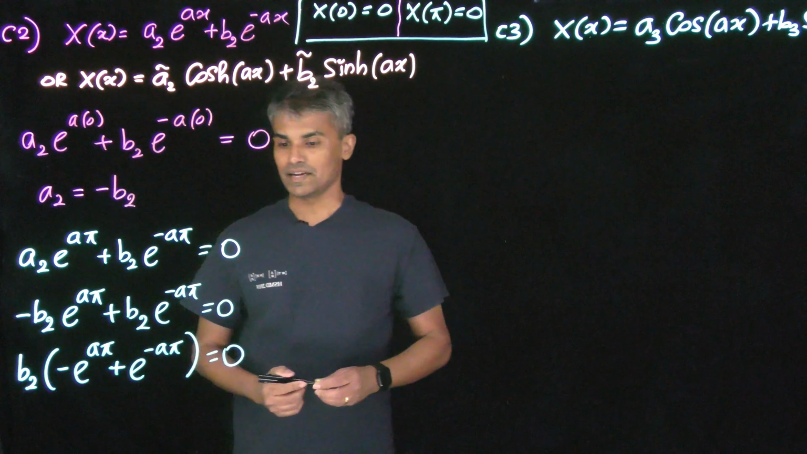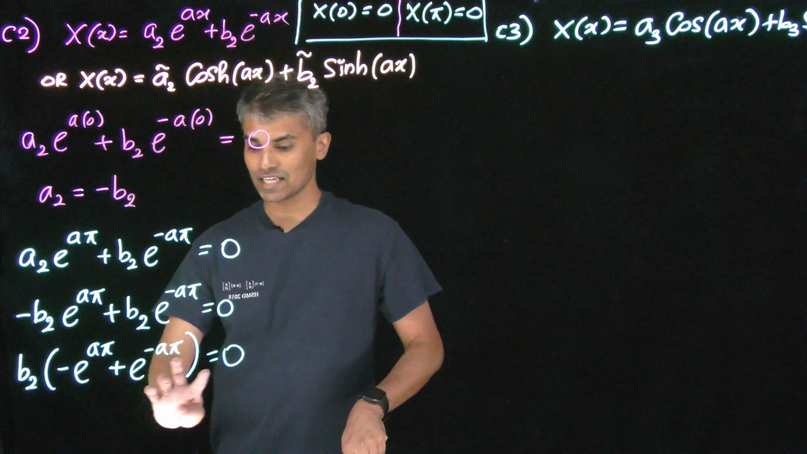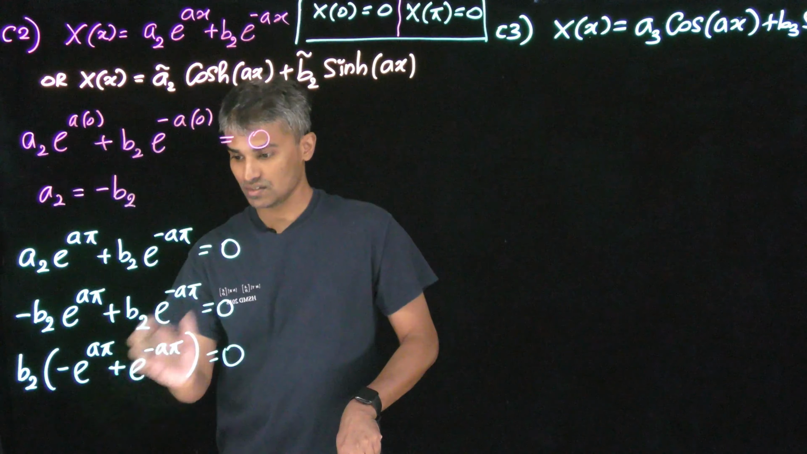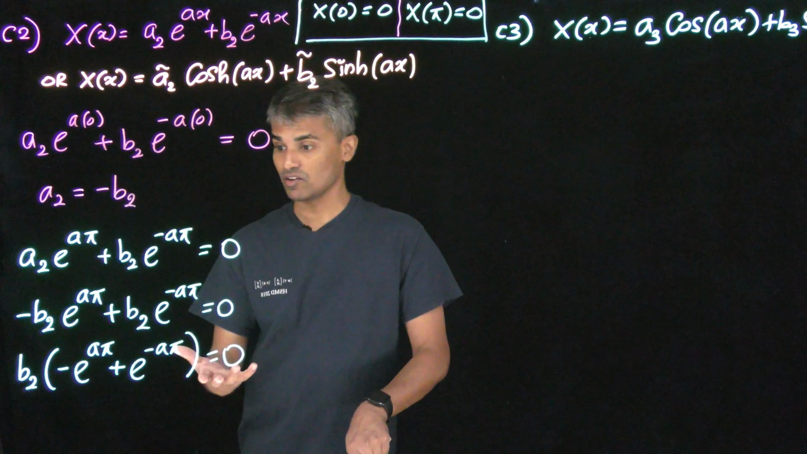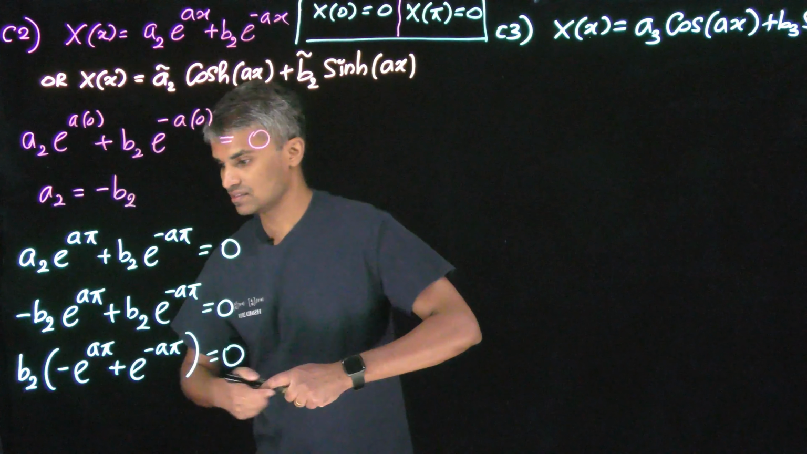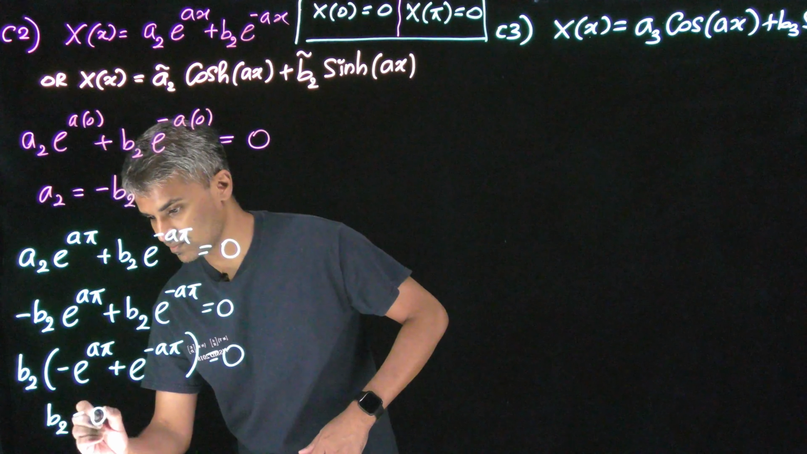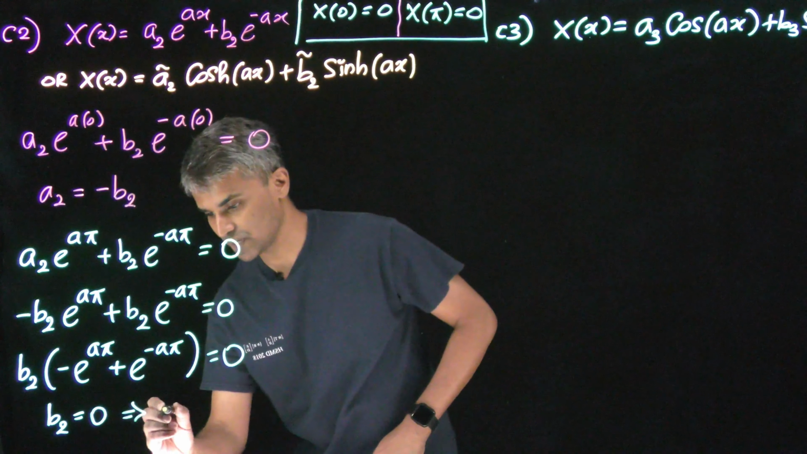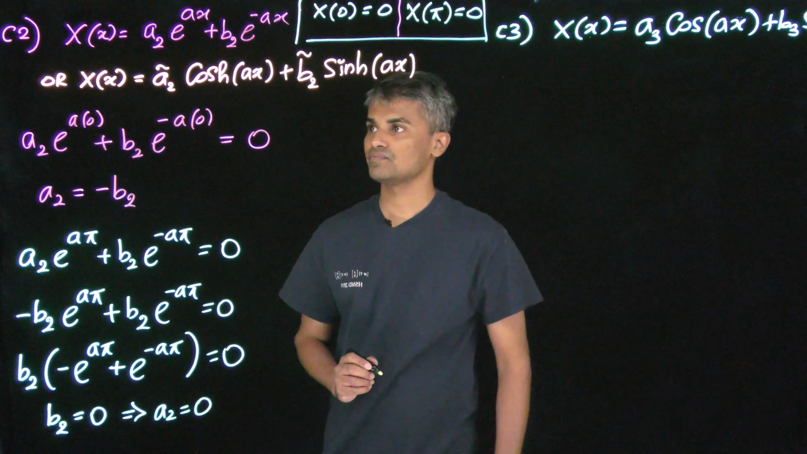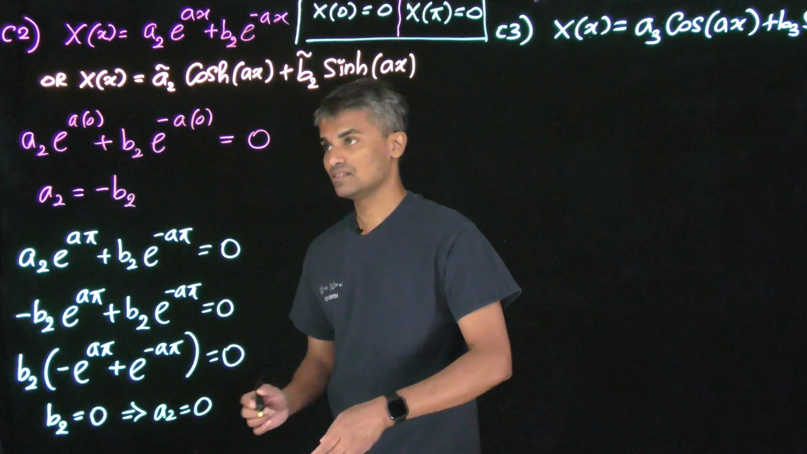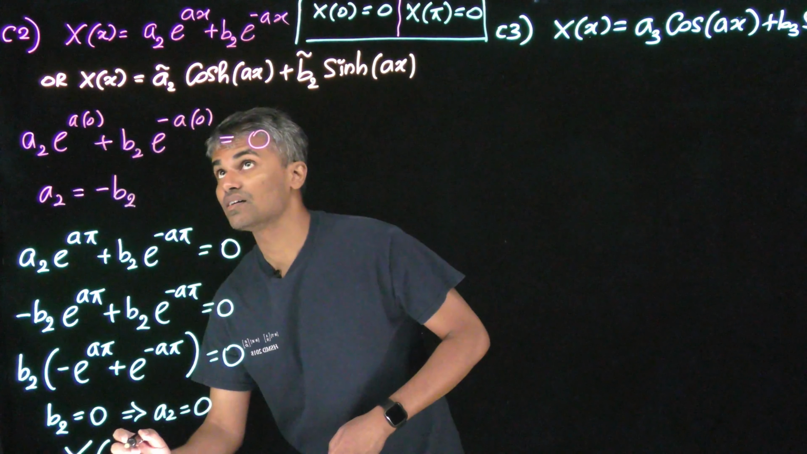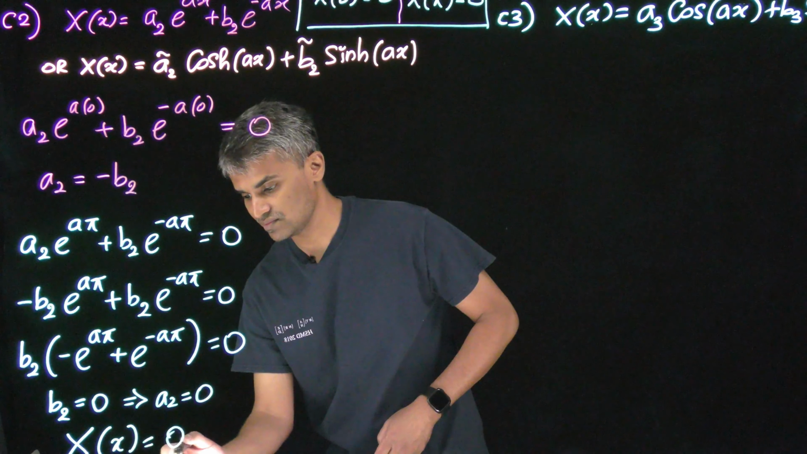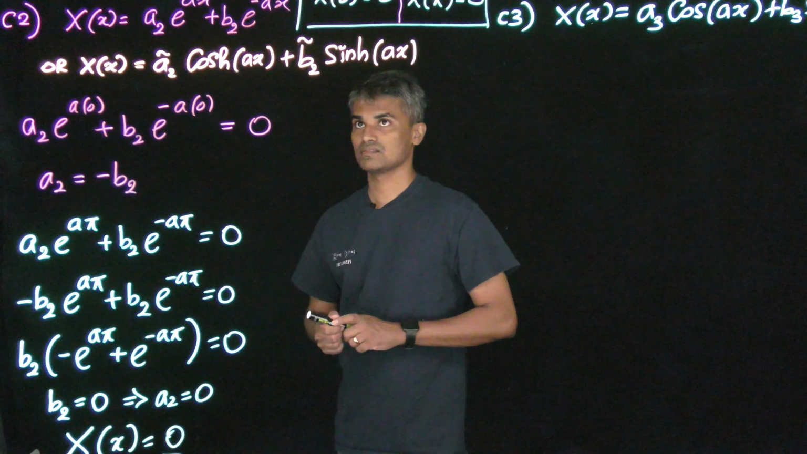Okay. Great. So now we have a product that equals 0, but we know that the sum of these two terms does not equal 0. Therefore, the only possibility is that b2 must be 0. Okay. If b2 equals 0, then this implies a2 equals 0 as well. Okay. So this means our big X of x equals 0 as well.